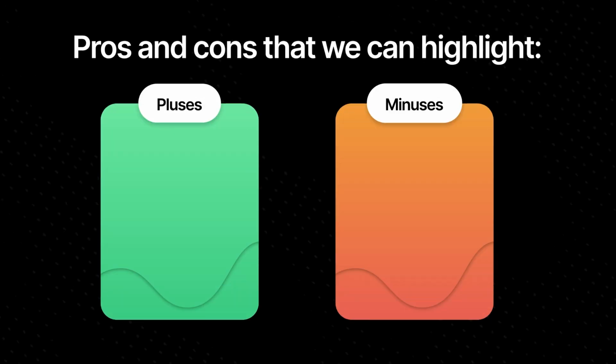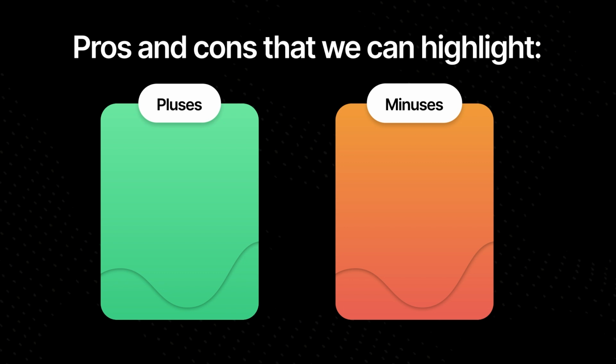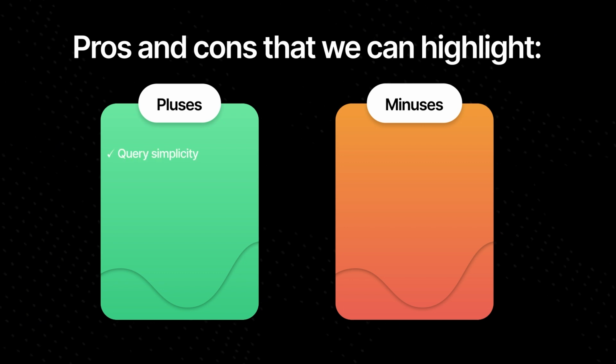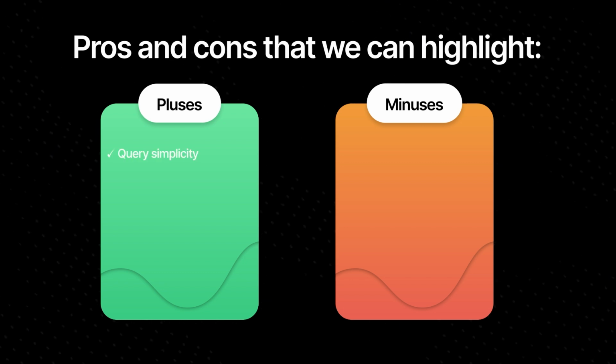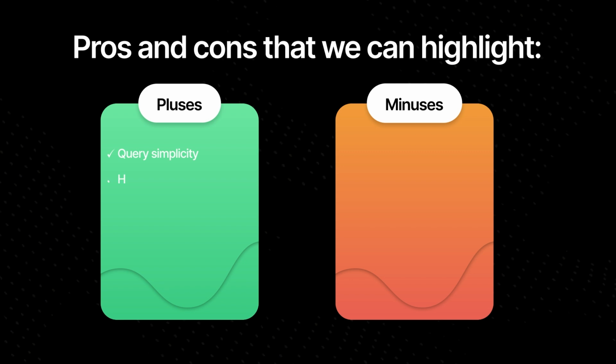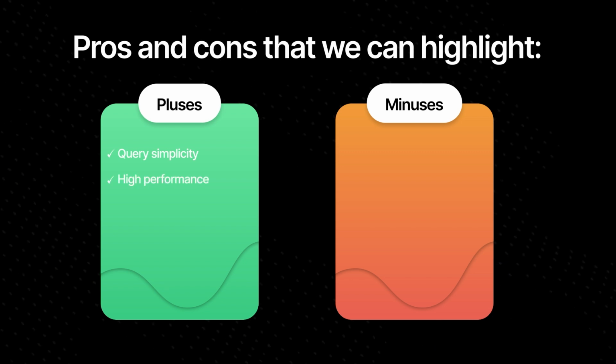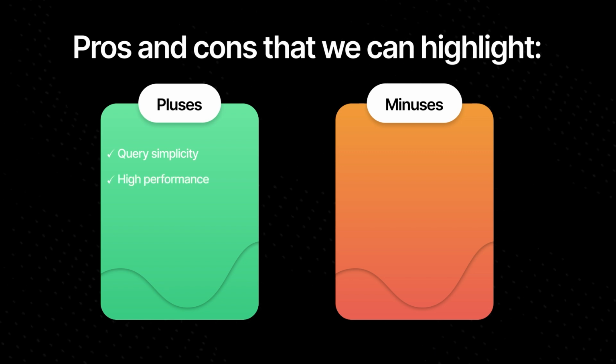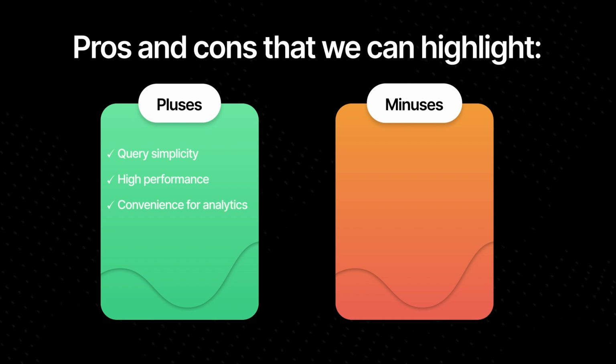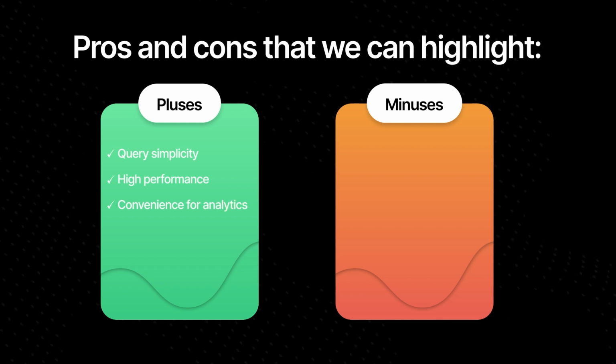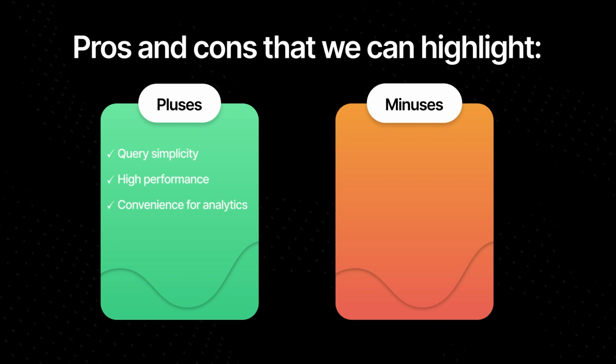So, what are the pros and cons that we can highlight? Pros of the star. Query simplicity. Queries to Star are generally simple because it has few relationships between tables. High performance. Queries are executed quickly due to data denormalization and pre-aggregation. Convenience for analytics. Star is convenient for analyzing data because fact tables contain aggregated data.